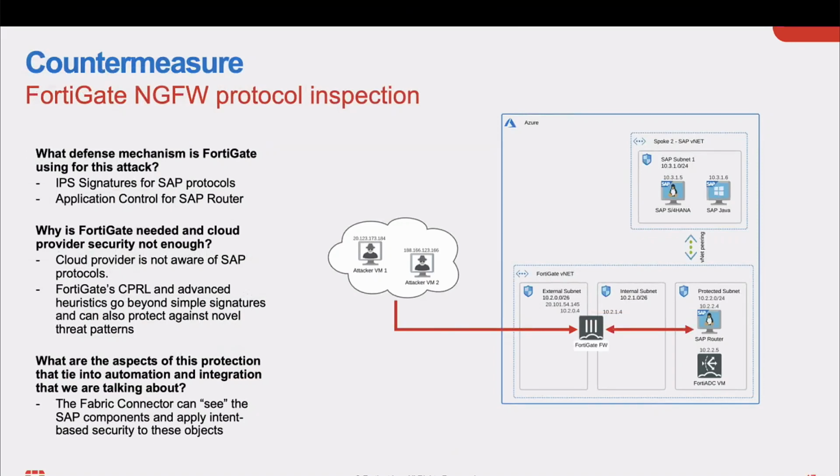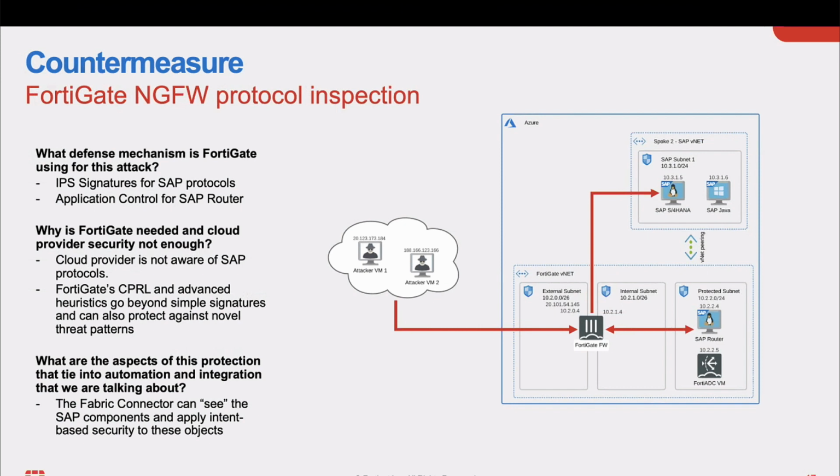presentation diagram here. So Julian thought that he could just get to the SAP router, and the SAP router would go back to the SAP systems. But what you didn't see coming is we have a FortiGate in place. And every time, like I said, the traffic has to go to the SAP systems behind the SAP router, it has to pass through the FortiGate, and the FortiGate is inspecting that traffic. So the defense mechanism FortiGate is using for this attack is the IPS signatures for the SAP protocols.